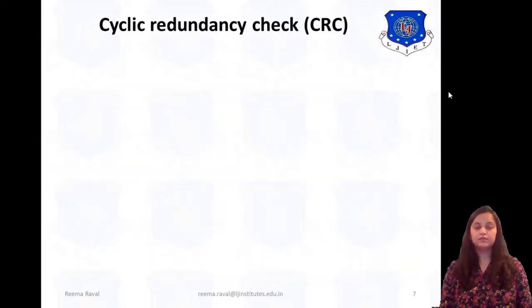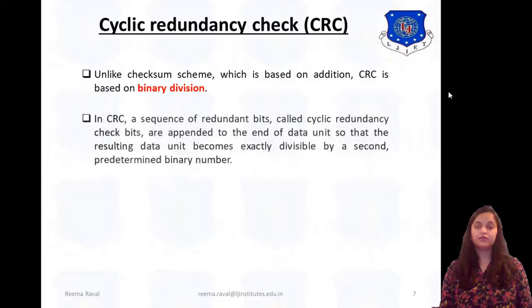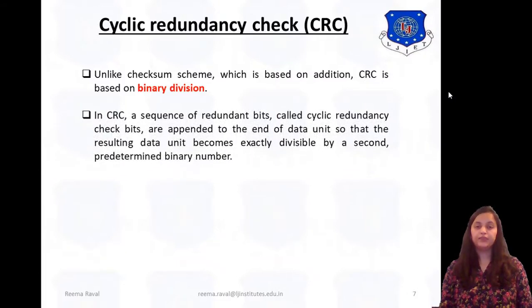Now next let us see the cyclic redundancy check method, that is the CRC method. Unlike the checksum scheme, which is based on addition, CRC is based on binary division. Okay. So in CRC, a sequence of redundant bits called cyclic redundancy check bits are appended to the end of the data unit, so that the resulting data unit becomes exactly divisible by a second predetermined binary number. Okay.